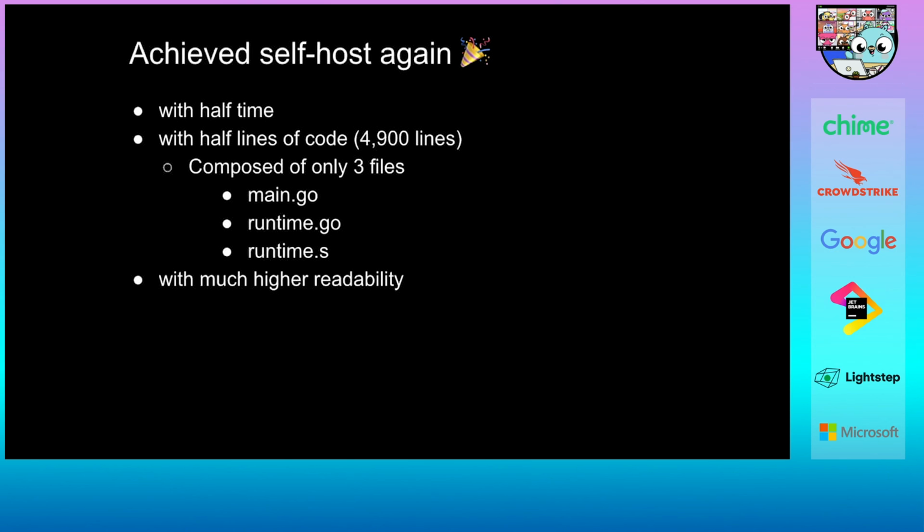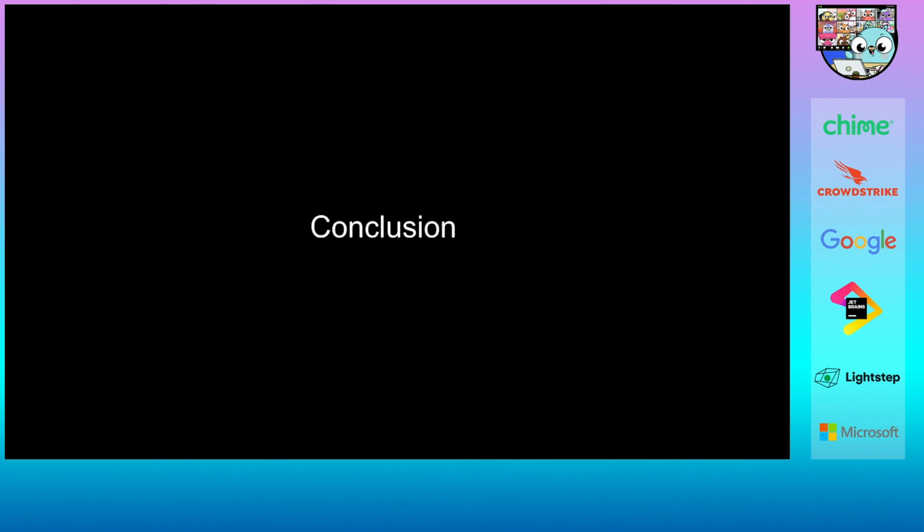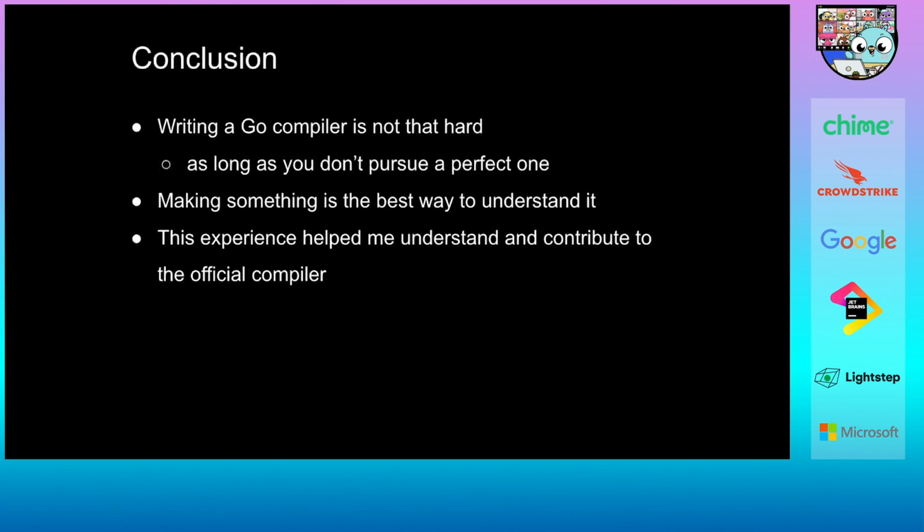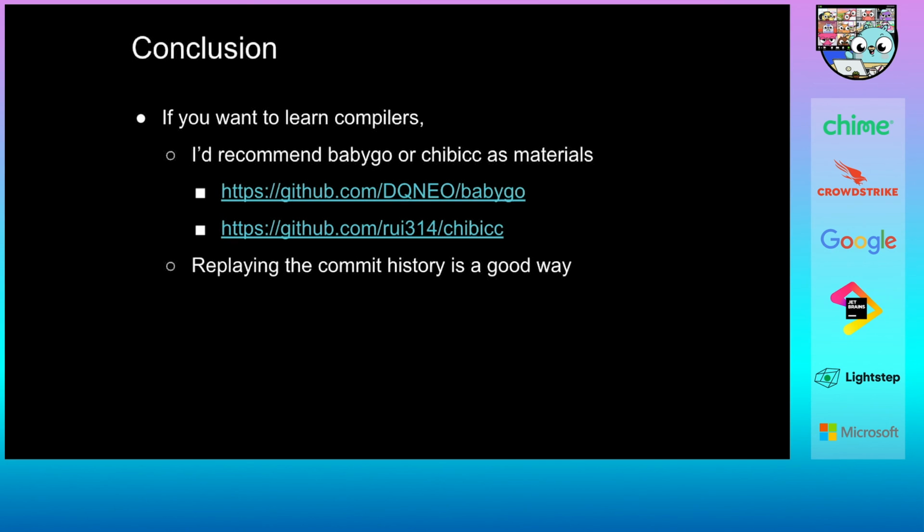Compared with my previous compiler, with half the time and half the lines of code, this time it's less than 5,000, and with much higher readability. Conclusion: writing a Go compiler is not that hard as long as you don't pursue a perfect one. Making something is the best way to understand it. This experience helped me understand and contribute to the official compiler.